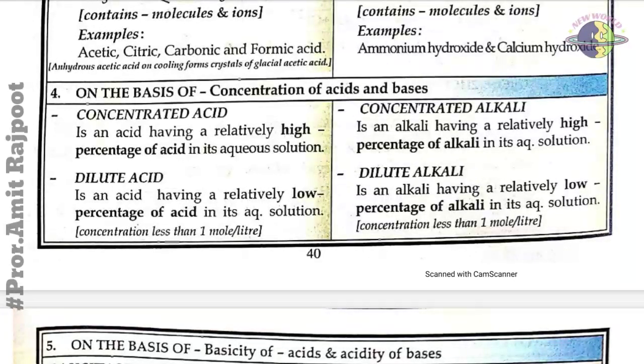For example, with 1 mole per liter, a concentration less than 1 mole per liter is a dilute acid. Dilute alkali is an alkali having a relatively low percentage of alkali. Concentrated means the amount of acid is more, and dilute means the concentration is at a low level.